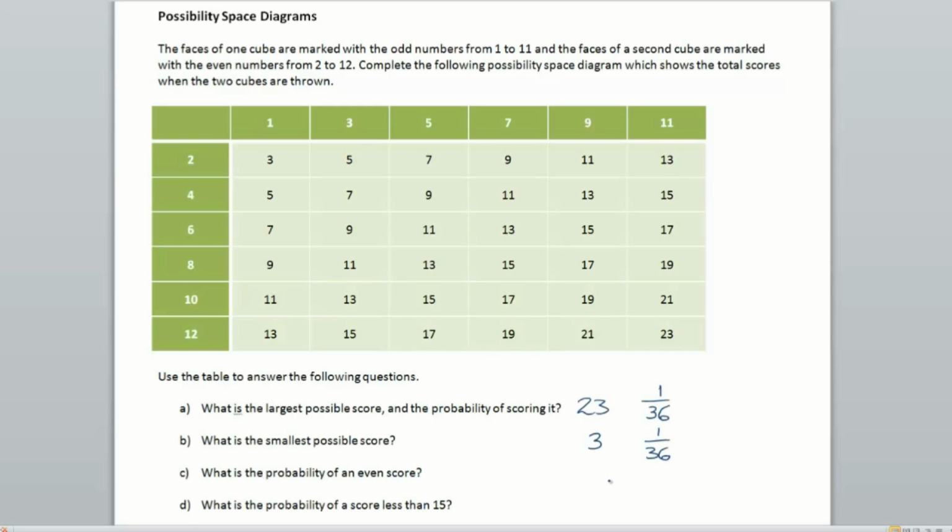What is the probability of an even score? Do we see any even scores in there at all? No, we don't. So probability is 0.